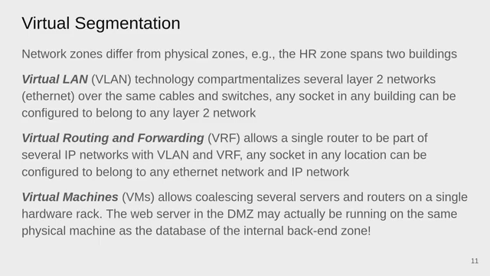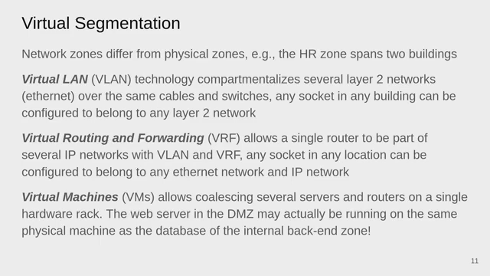Now we could have a lot of cables and then make sure that we connect the right cables to the right things, but this is kind of challenging. So what we usually resort to, also because it's much cheaper, is to have a few cables and then virtualize on top of the cable. One aspect would be virtual LAN or VLAN technology, where we compartmentalize several layer 2 networks, such as the HR zone, the development zone, and a bunch of other zones, over the same cables and switches, and any socket in any building can then be configured to belong to any layer 2 network.